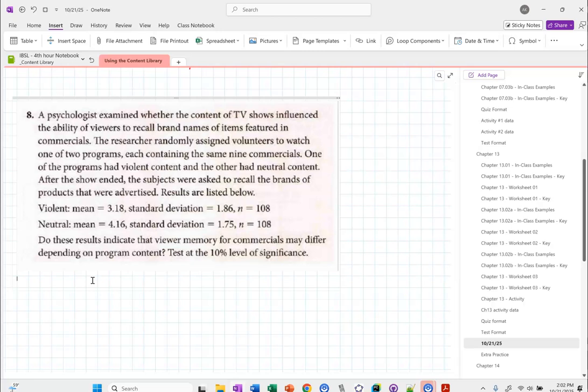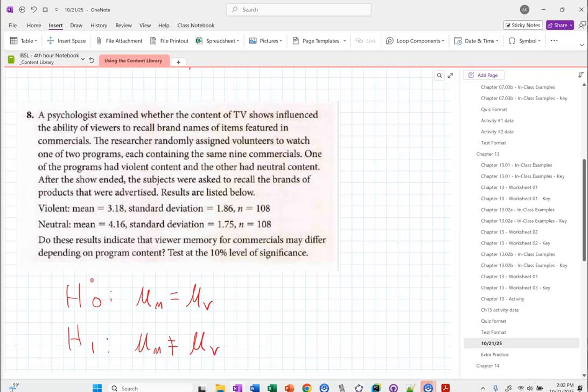How do I write my null and alternative hypotheses? And the alternative is? They are different. How do I write that? Good. So is that one tail or two tail? Two tail, because it's not equal to. Everybody feel okay?